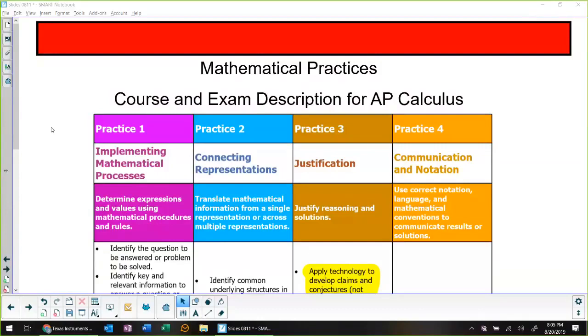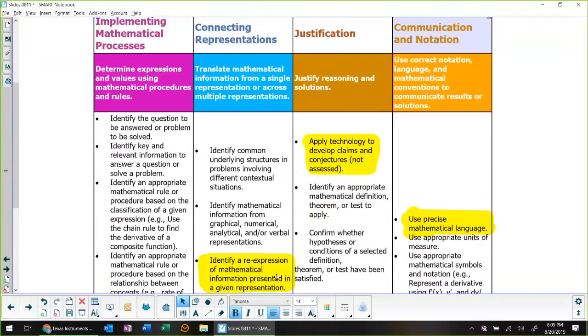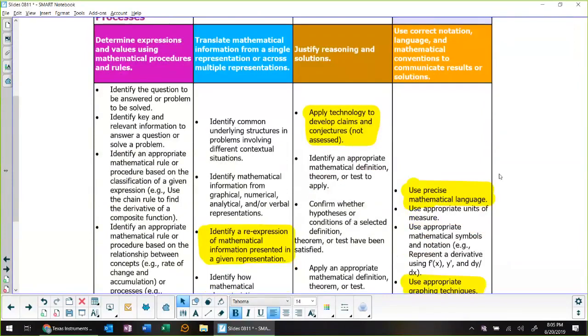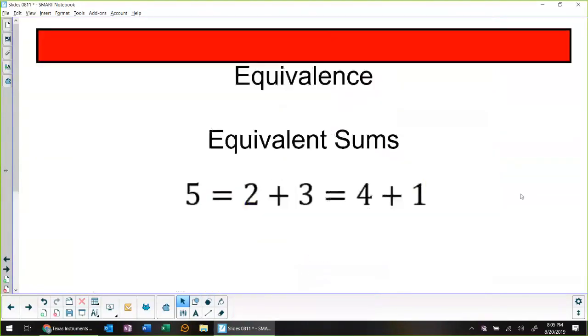Jan and I will be looking at some specific skills that are related to equivalent expressions and equations tonight. Specifically, under connecting representations, we'll look at identifying a re-expression of mathematical information presented in a given representation. Under justification, how to apply technology to develop claims and conjectures. And under communication and notation, we'll be looking at how to use precise mathematical language and to apply appropriate graphical techniques. So as we get started, I just kind of want to discuss what is equivalence.